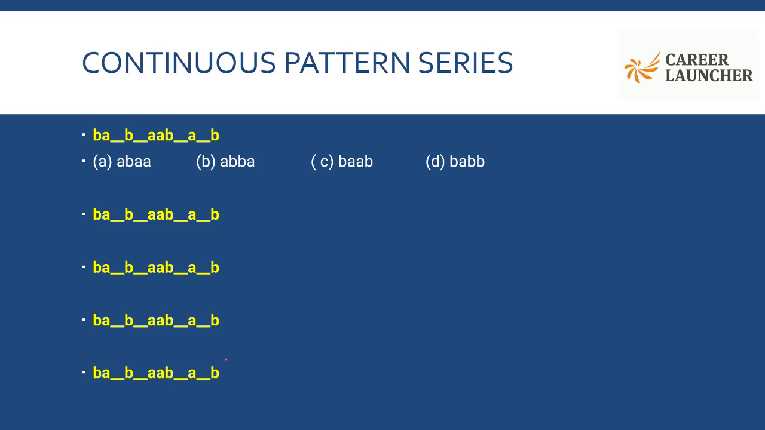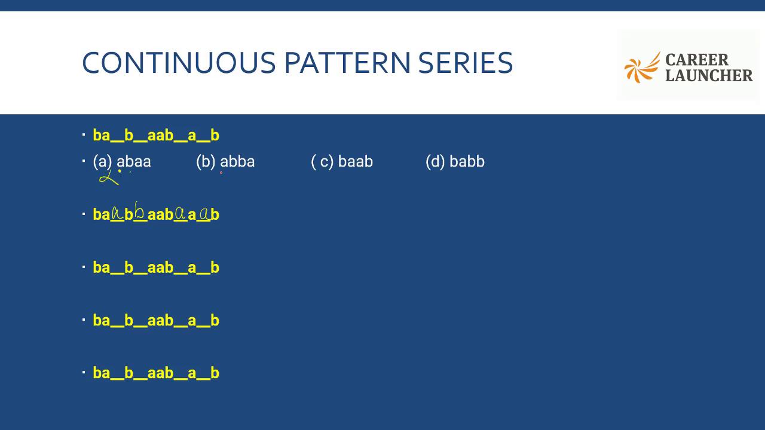Let's say when I'm evaluating option number A, then this A will go into the place of the first blank, B will go into the place of the second blank, this will go in this place, and this will go in this place. And then I will have to see, can I see any kind of pattern that is being followed here? I cannot see any pattern here. So I cannot go with A.